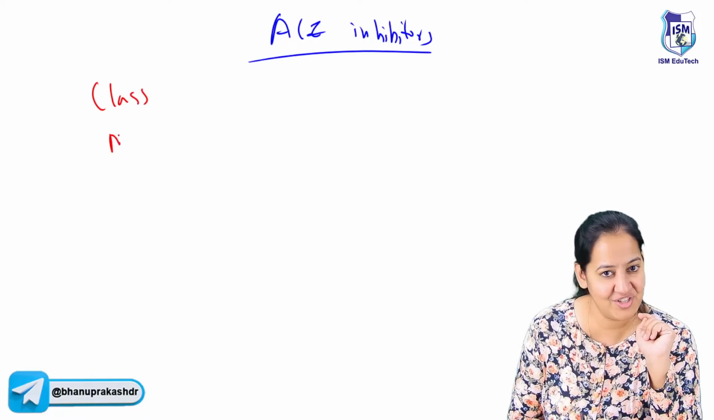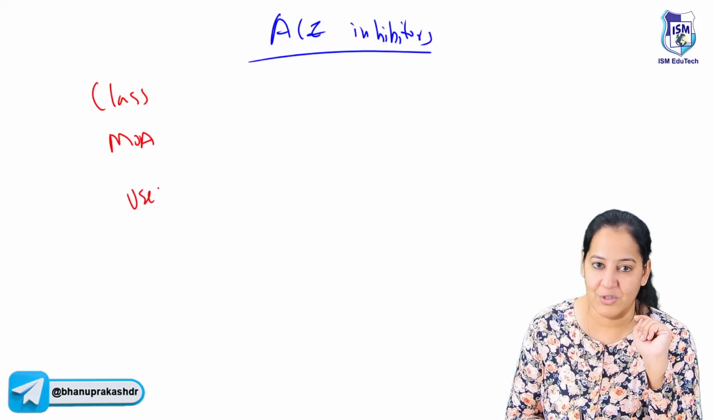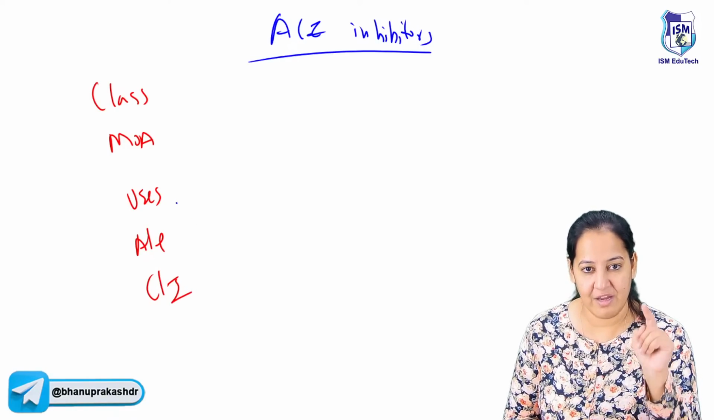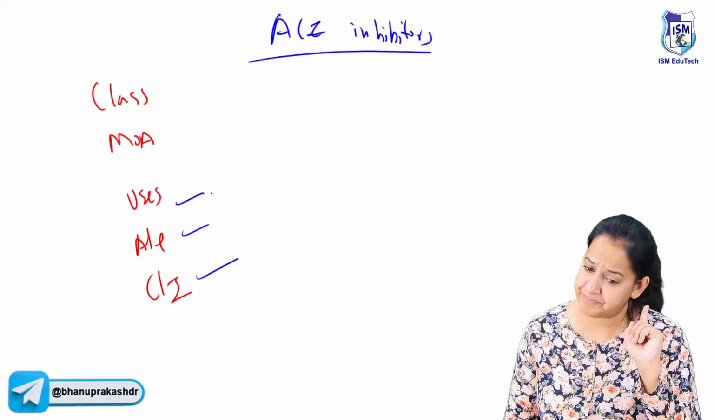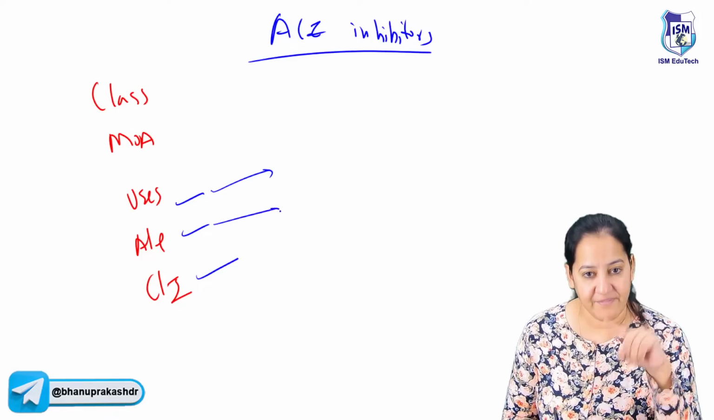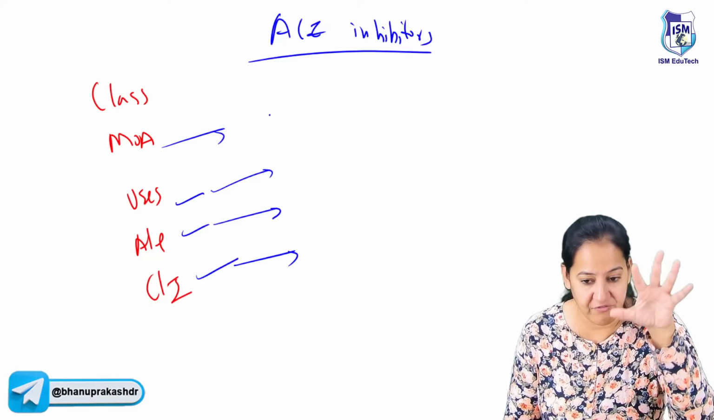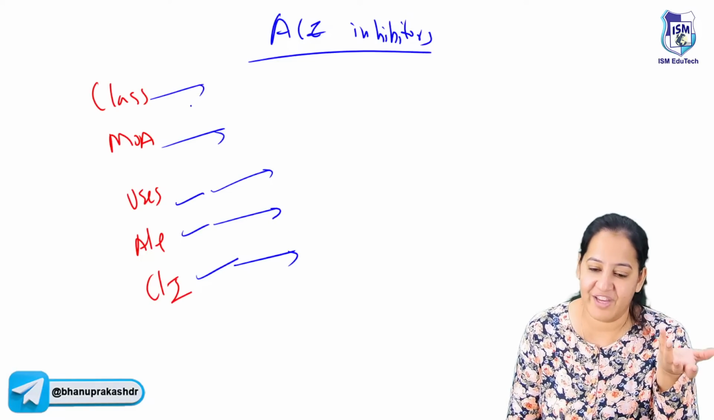First, you will see the classification, then its mechanism of action, then its uses, then its adverse effect, then its contraindication. So here I will give you 3 mnemonics: the uses mnemonic, the adverse effect mnemonic, and the contraindication mnemonic. Mechanism of action, as usual, I will teach you in the form of a diagram. And classification we have to learn.